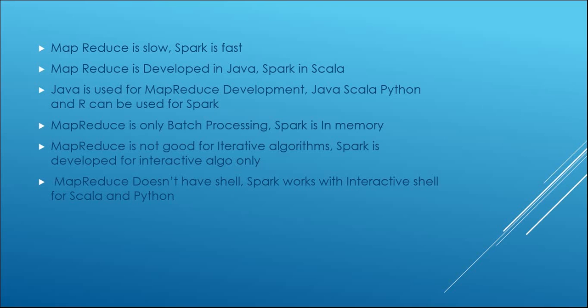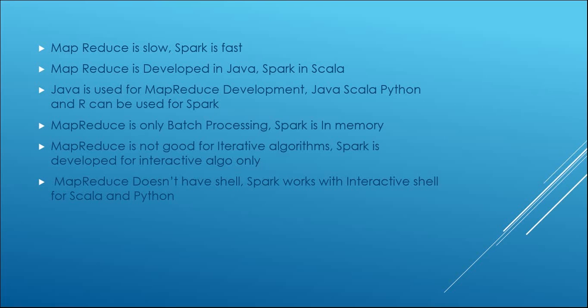First is MapReduce is slow and Spark is fast. This is the primary reason behind development of Apache Spark. So when we look at the previous processing engine, which was MapReduce, it is slow because it works with disk-based processing. So all the intermediate results that we are going to store in MapReduce are going to be stored on Hadoop distributed file system or on local file system. That makes it very slow.